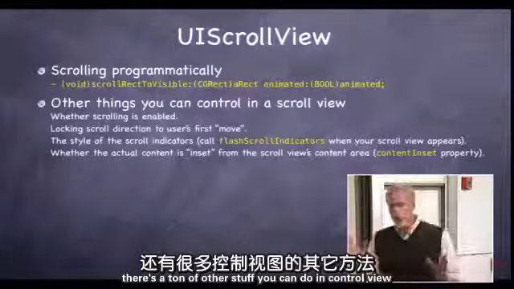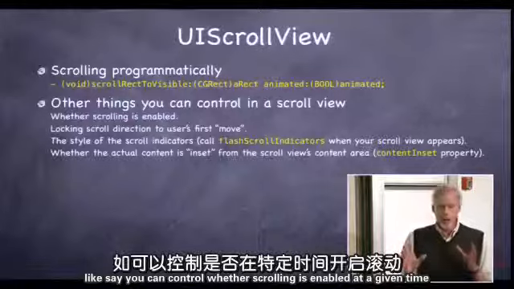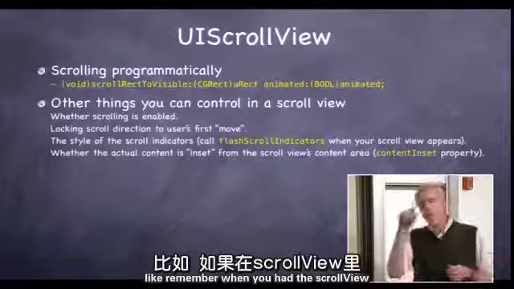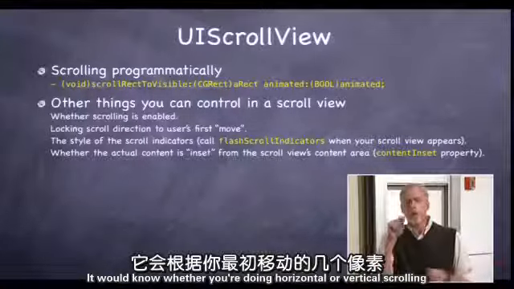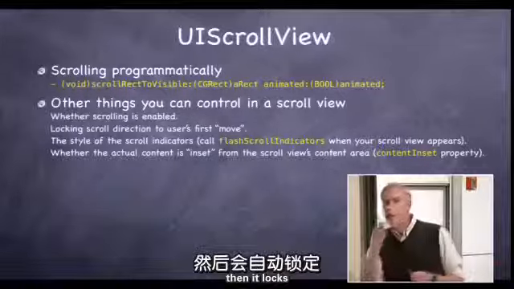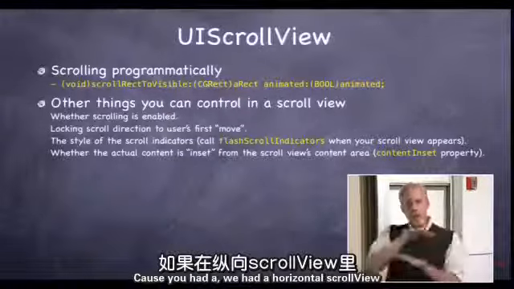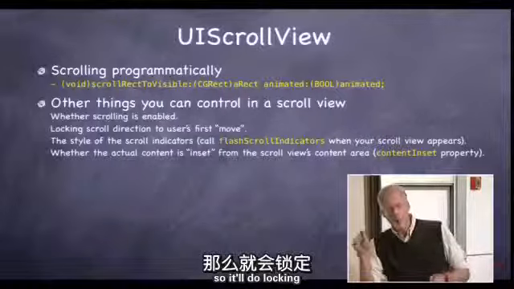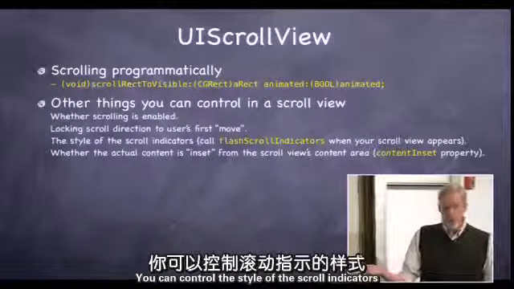There's a ton of other stuff you can do in a scroll view. Like I say, you can control whether scrolling is enabled at a given time. You can control the locking. Like remember when you had the scroll views inside scroll views, it would know whether you're doing horizontal or vertical scrolling by your first few pixels that you move, and then it locks so that you're not doing diagonal scrolling, right? Because we had a horizontal scroll view inside a vertical scroll view and vice versa. So it'll do locking. You can control the style of the scroll indicators.